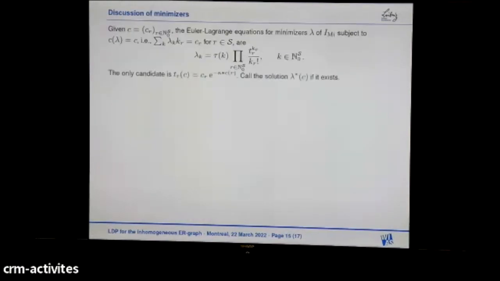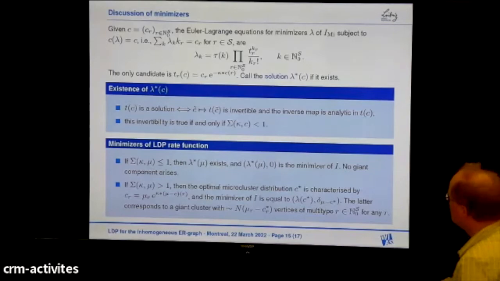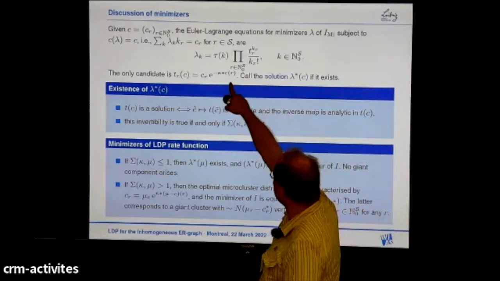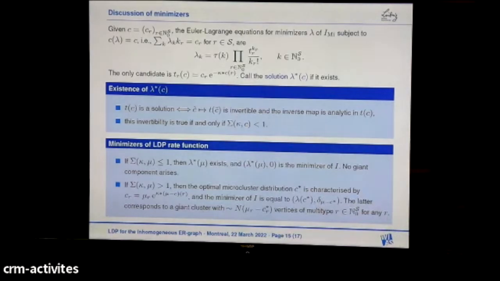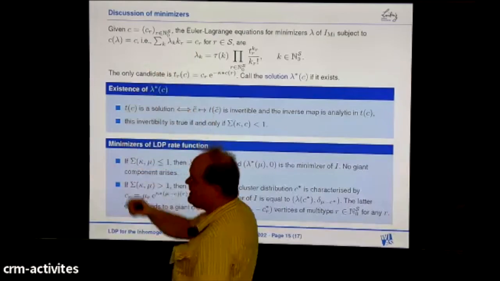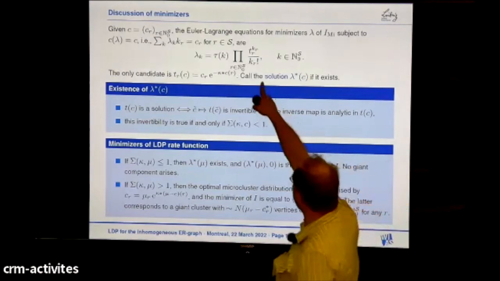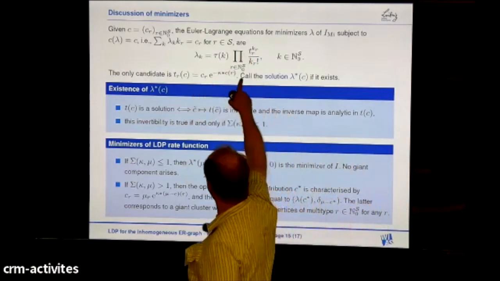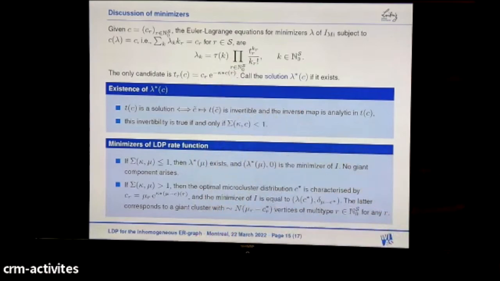Yeah, the discussion of the minimizer, I'm a bit faster now. So you have to write down the Euler-Lagrange equations. So this is the formula for a possible minimizer, if you fix now how many particles per type you have. The only candidate for this Euler-Lagrange parameter is this one here. And you call the solution lambda star of C if it exists.